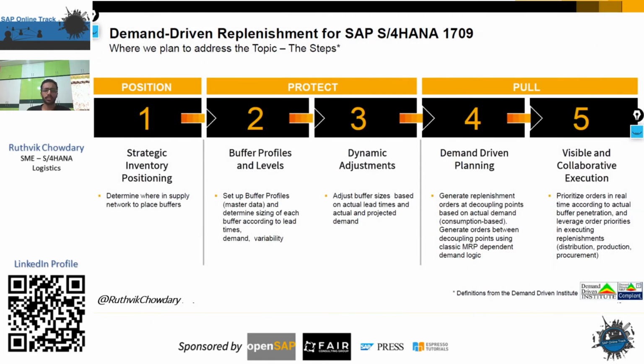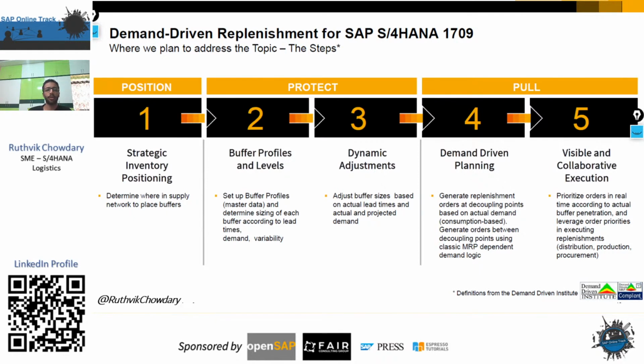So there are three sets of activities which need to be done in order to do DDMRP in a successful scenario. That is position, protect, and pull. In each segment, we'll be doing 5 activities. So what are the 5 activities? First will be strategic inventory position. That means we'll be determining where the supply network has to be placed.